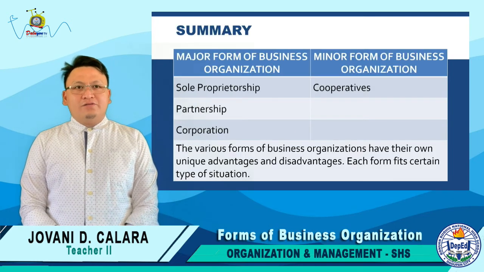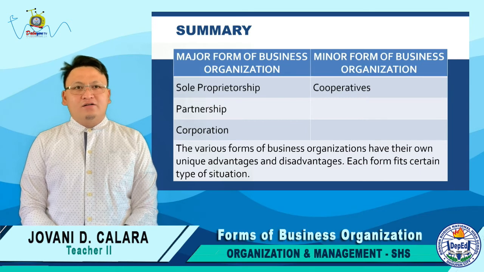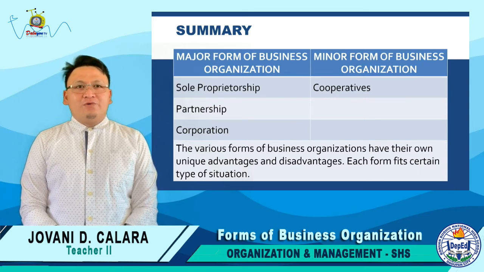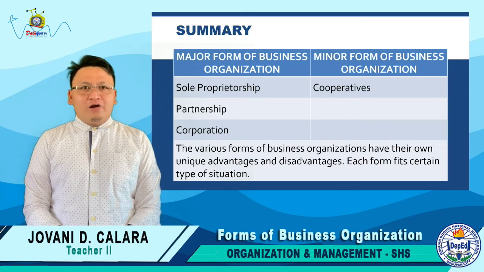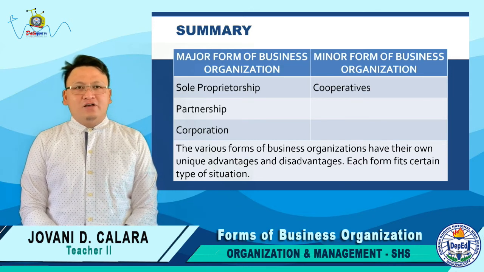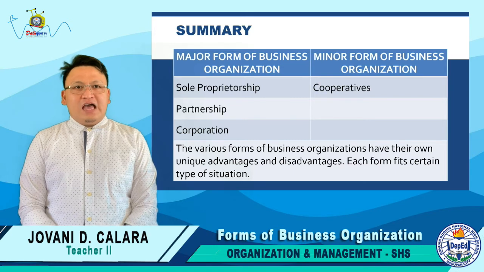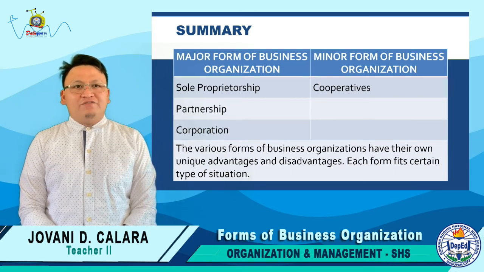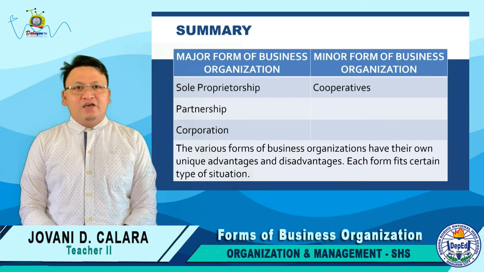In conclusion, major forms of business organizations are sole proprietorship, partnership, and corporations. A minor form of business organization is cooperatives. The various forms of business organization have their own unique advantages and disadvantages. Each form fits a certain type of situation.